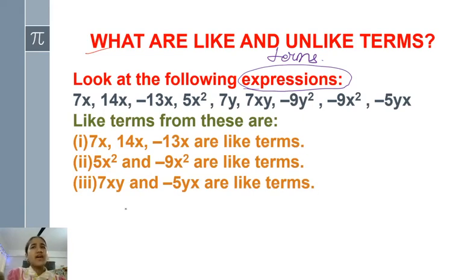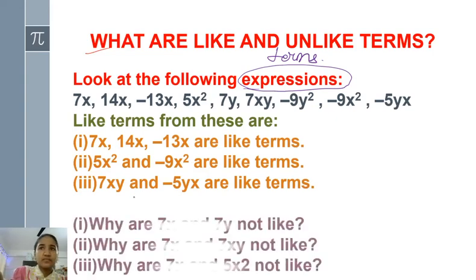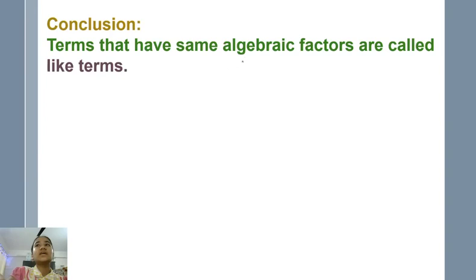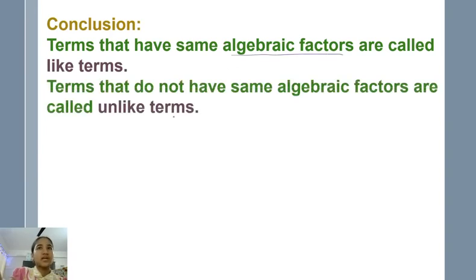So why are they considered to be like terms? Why are 7x and 7y not like? Why are 7x and 7xy not like? Why are 7x and 5x square not like? The answer to these questions is very simple. Do you see these variables? When they have the same variables, we consider them to be like terms. Terms that have the same algebraic factors are called like terms. Terms that do not have the same algebraic factors are called unlike terms.